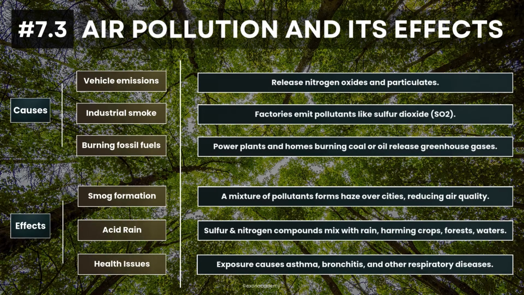Smog formation. Smog is basically a mixture of pollutants which forms haze over cities, reducing air quality. Acid rain is sulfur and nitrogen compounds mixed with rain, harming crops, forests, and aquatic ecosystems. Prolonged exposure to air pollution causes asthma, bronchitis, and other respiratory diseases. For instance, cities like Delhi and Beijing frequently experience smog due to high pollution levels.